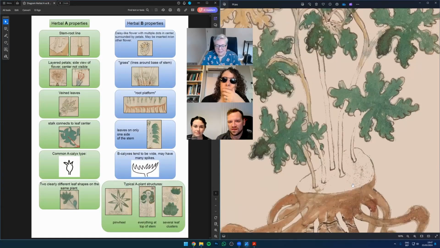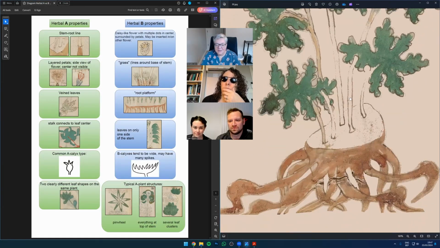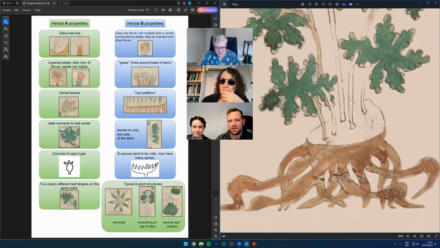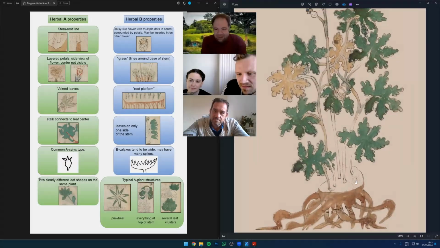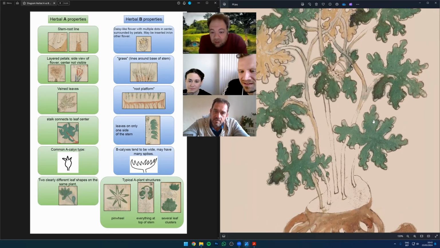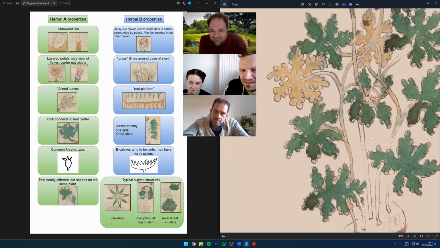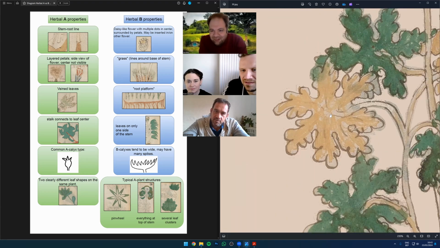Another A. Although it's getting close to platform down there. Yes, but I still think it's A. There is a bulbous chunk of root where all the stems meet, so that's the difference. That has stem root lines. And also central connection, and even some veins.